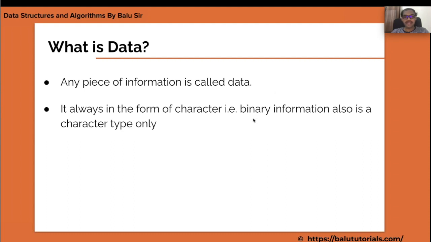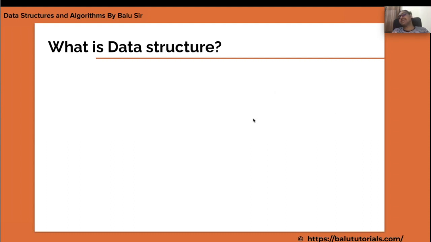Okay. So what is a data structure? Previously we discussed what is data. Any piece of information is called data. Then what does it mean by data structure? Data means any piece of information, so what does data structure mean? The way of storing the information. The way of storing the information.